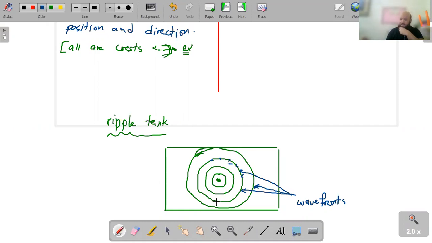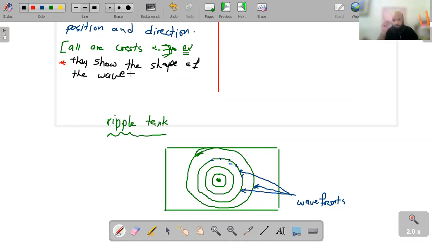And this describes the wavefront. They show the shape of the wave, the shape of the wave.